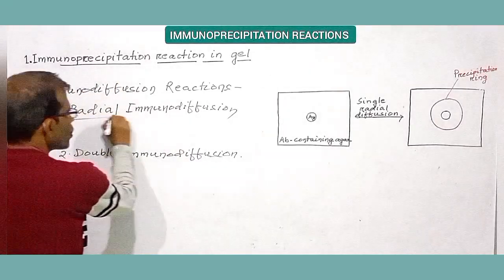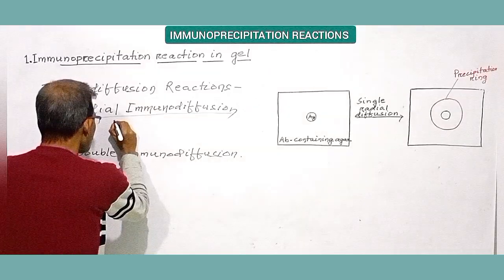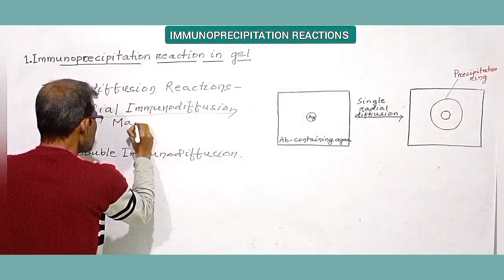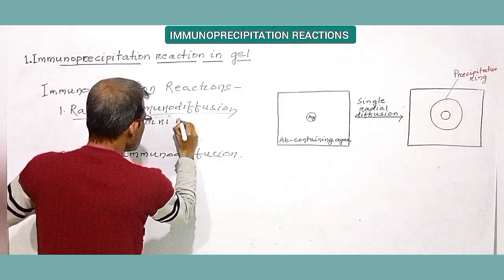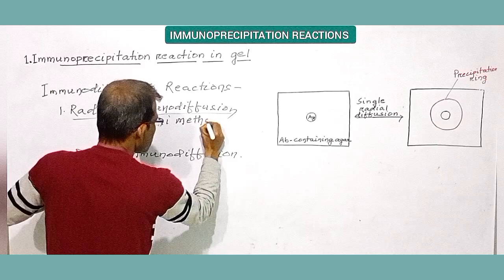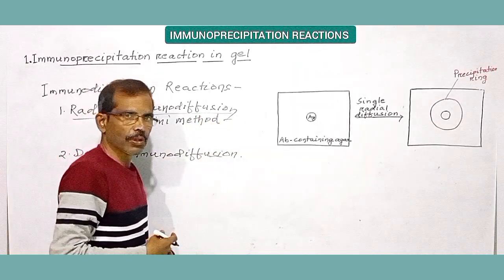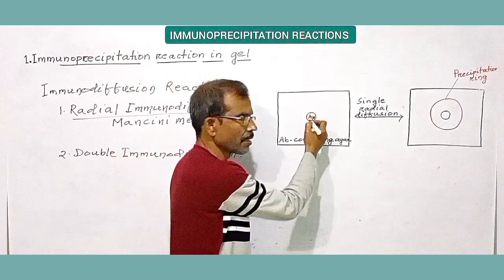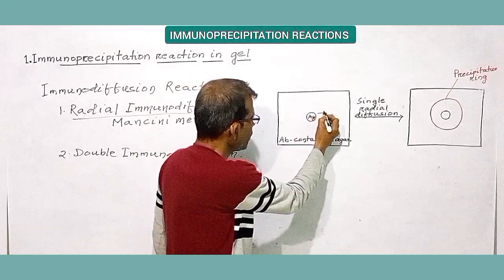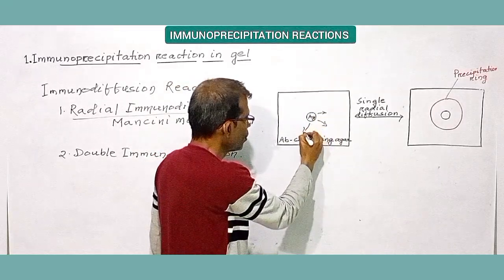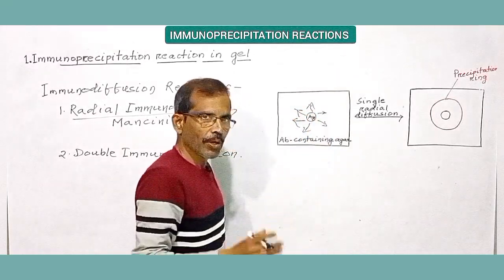Radial immunodiffusion is a simple quantitative assay. It is also known as Mancini method. In case of radial immunodiffusion, the sample containing antigen is placed in a well. The antigen is then allowed to diffuse radially outward into the gel containing antibody.